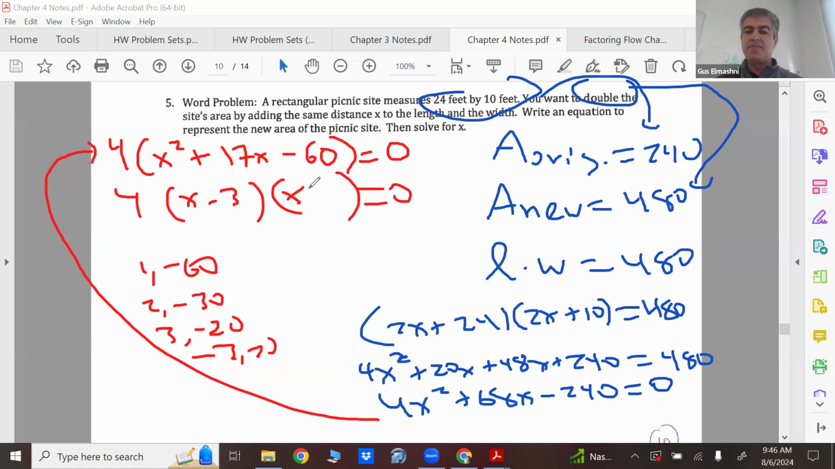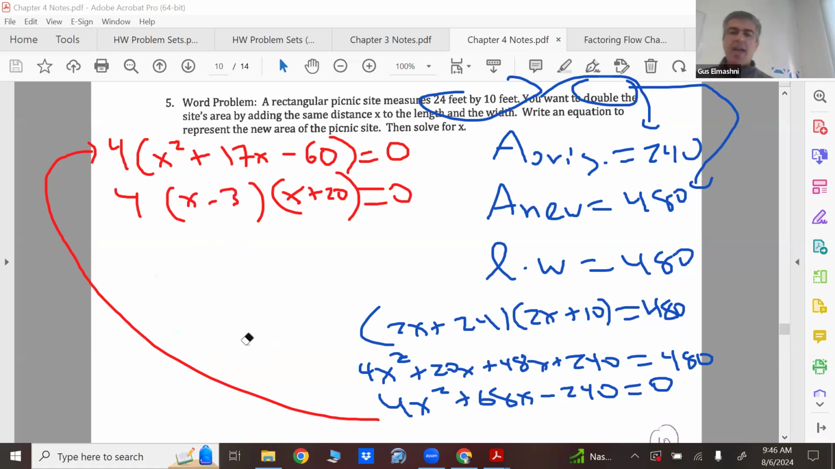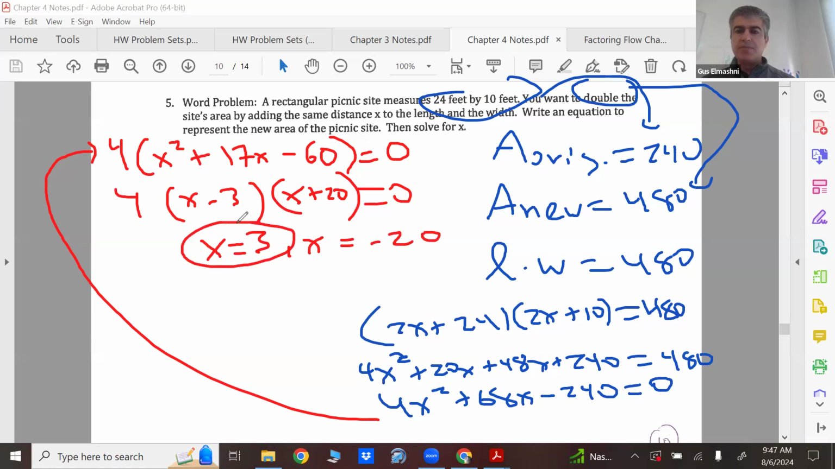So you have that one. This is why we care about factoring, because now we have a word problem that has some context, right? And you want this equals 0, right? So what values of x will make that work? Definitely 3 or negative 20. I'm not going to go with a negative dimension. That's weird. So there you go, x equals 3.